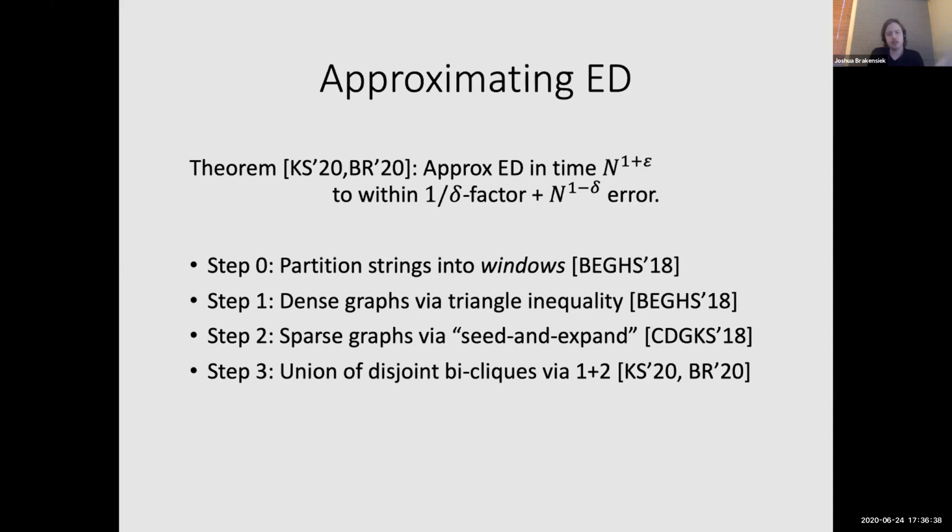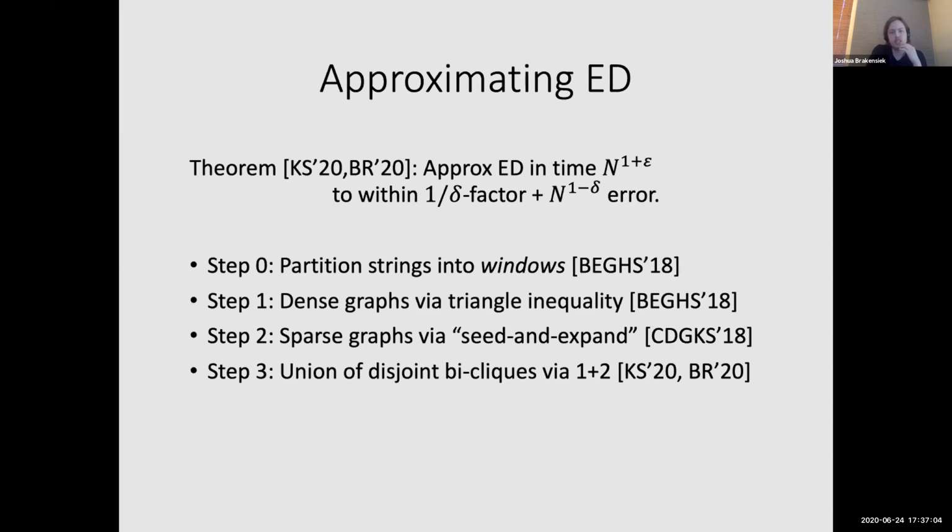BEGHS was able to do the case where the graph is dense to get a subquadratic algorithm and then used Grover search otherwise. CDGKS was able to give a classical algorithm in the sparse case, which was enough to get a subquadratic algorithm. And what our papers do is combine both of the approaches recursively in order to get a near linear time algorithm.